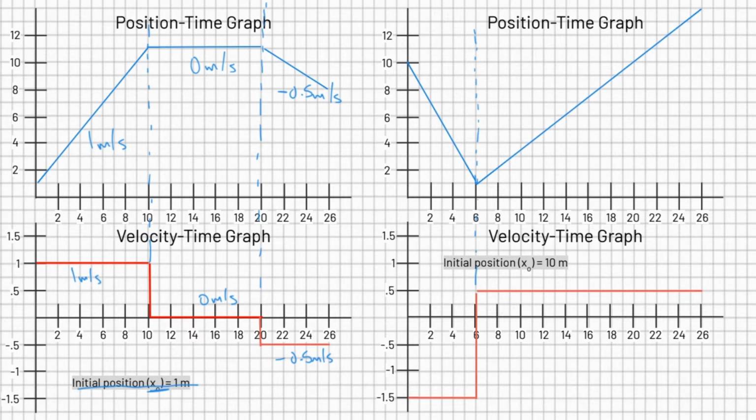So now we have a velocity here of negative 1.5 meters per second, and here our velocity is positive 0.5 meters per second. All right, and that's how you translate from a velocity time graph to a position time graph. One thing you definitely have to have to change from a velocity time graph to a position time graph is the initial position. If you don't have that, you don't know where your position time graph starts.